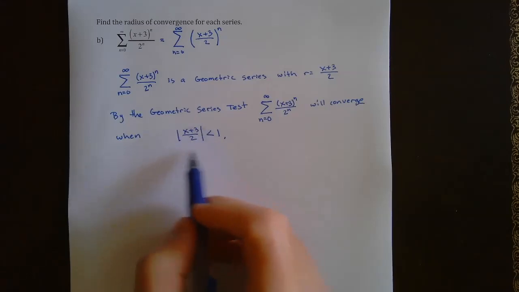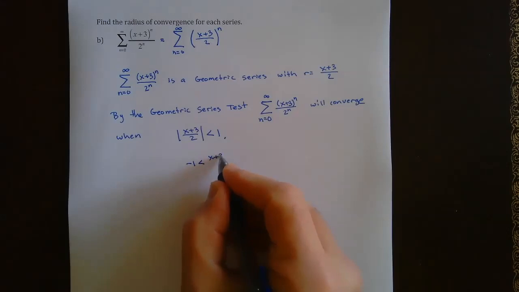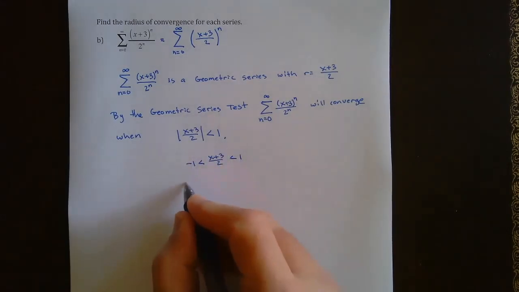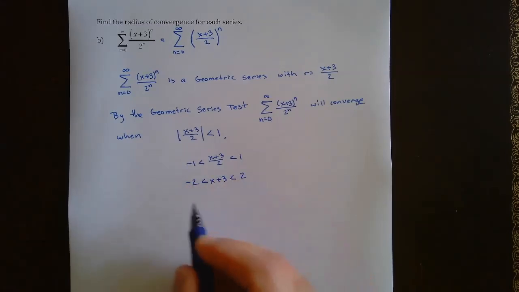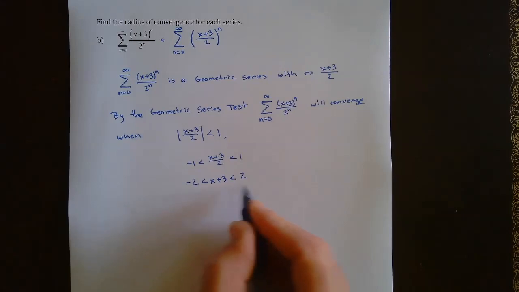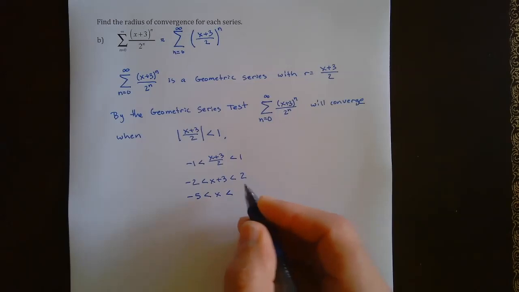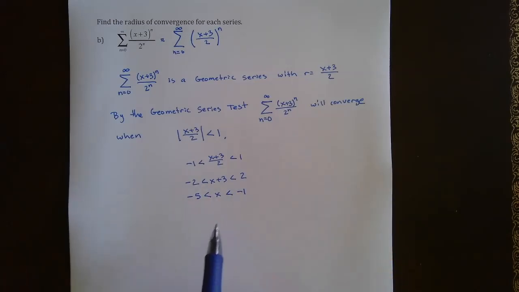So what we have to do is solve this, right? So it's going to be -1 is less than (x plus 3) over 2, which is less than 1. I'm going to multiply the left, the middle, and the right by 2. So -2 is less than x plus 3, which would be less than 2. And then subtract 3 from the left, the middle, and the right. So that'd be -5 is less than x is less than 2 minus 3, which would be -1. So we know this series converges, but only when x is between -5 and -1.